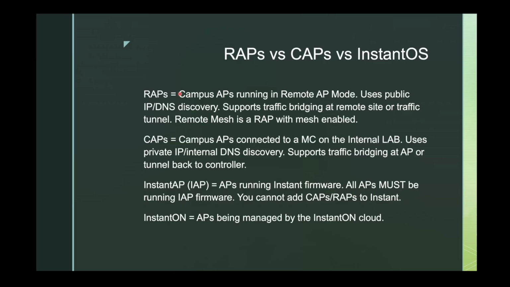A remote mesh access point is a RAP with mesh enabled. A campus access point is connected to a mobility controller or Central on the internal LAN. These use private internal IPs or internal DNS-based discovery. Again, they support traffic bridging at the AP or tunneling the traffic back to the controller. CAPs and RAPs are the exact same hardware. It just depends if they're outside of the corporate network or inside the corporate network.